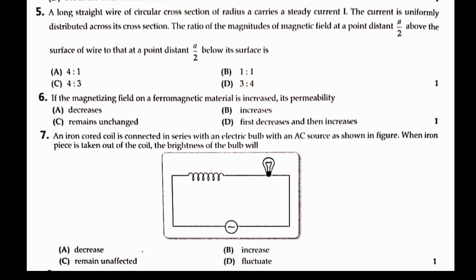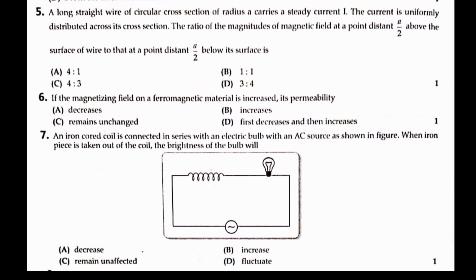An iron core coil is connected in series with an electric bulb with an AC source as shown in the figure. When the iron piece is taken out of the coil, the brightness of the bulb will, options are: option A, decrease, option B, increase, option C, remain unaffected, option D, fluctuate. So which will be the correct option?